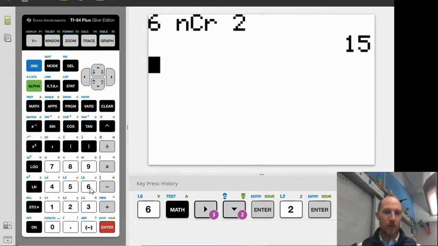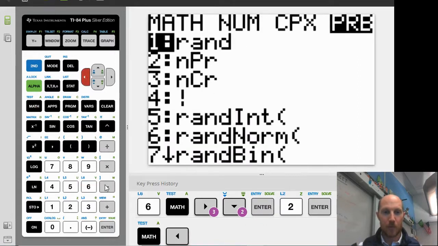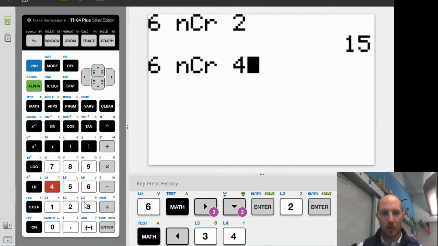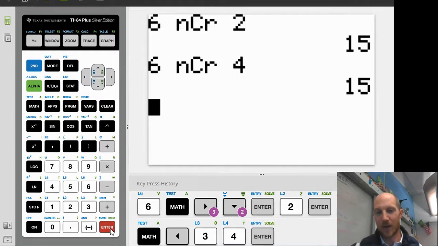Let's see what the other one is. If I chose to count the 4 tails, let's do 6C4. Math, over to Probability, option number 3 puts the nCr on my screen. I'm going to do 4 this time, hit enter, and it is the exact same answer, as it should be.